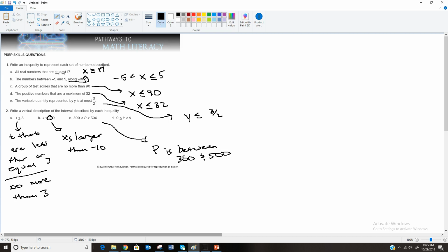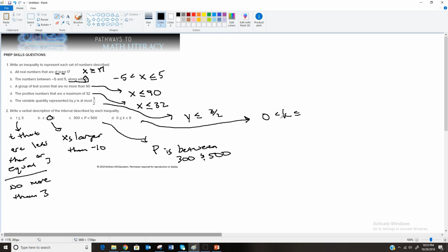So you could, as long as it was a little bit above 300, so even like 300.1 if that was possible in the situation. So 300.1 would be bigger than 300. In fact, 300.0001 would be bigger than 300. So as long as you're just barely bigger than 300 and you don't quite reach 500, you're going to fit in that category.